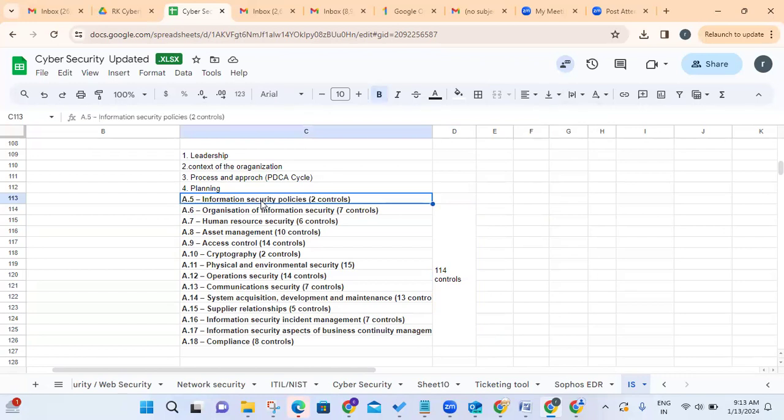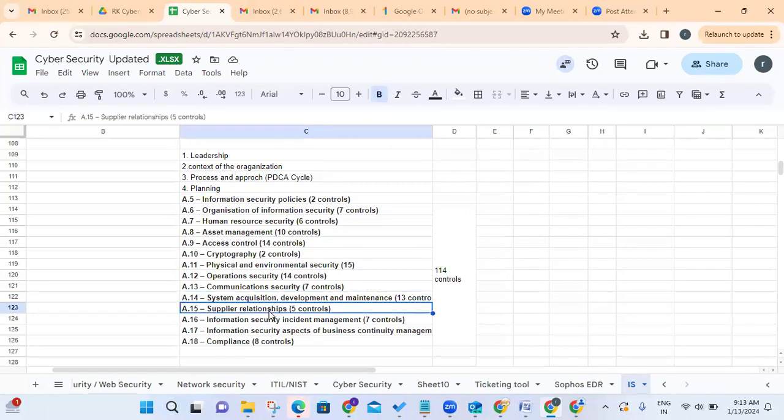Information security policies fall under 2 controls. Organization of information security has 7 controls. Human resource related policies have 6 controls. Asset management will gather and speak with the HR asset team or asset inventory team. Then access controls, cryptography, physical and environmental security, operational security like a SOC, and communication security. This will fall under network and communication, ICT. Then system acquisition, development and maintenance, in case any merging is happening. What are the different types of controls we have to implement from those mergers of companies?